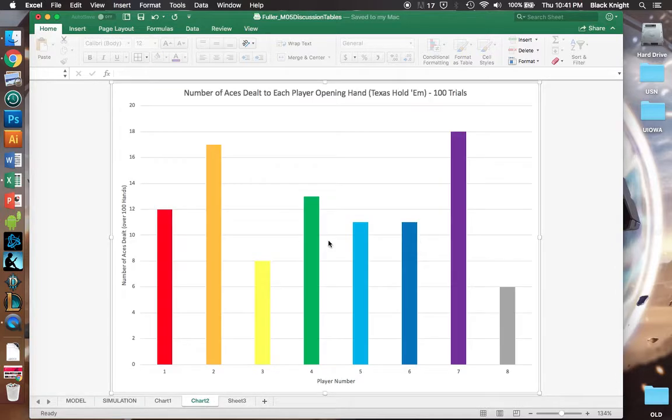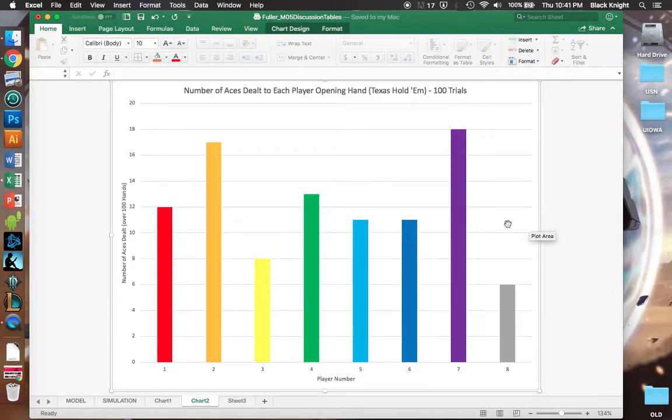Then I hopped over here to look at the number of aces dealt to each player, which I thought would be a lot more uniform, considering it's a game of chance initially, and then you do a lot of bluffing and other tactics to beat your opponents out for chips. But I was surprised to see player 2 and player 7 with 17 and 18 aces each, and player 8 only got 6 the entire time. It's a pretty wide margin.